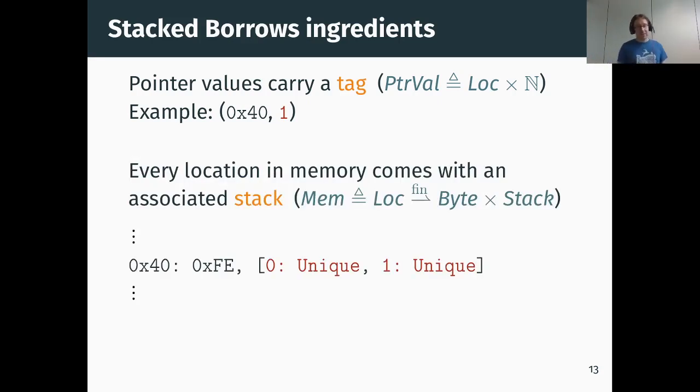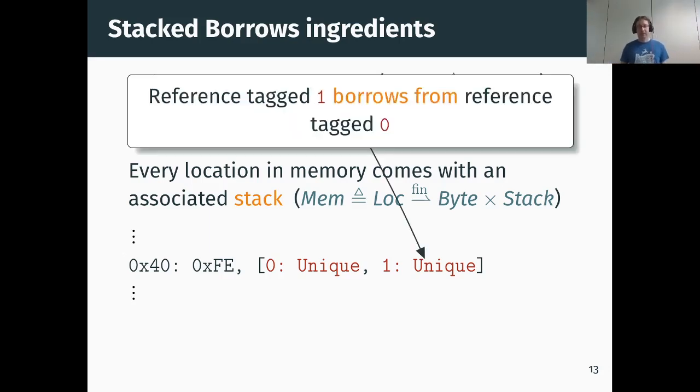And the second component is that for every location in memory, we don't just store the byte, the current value of that location. We also store a stack, which keeps track of which pointers with which tags are allowed to currently access that location. So this example stack here indicates that at address hex 40, the pointer with the root permission, the owner, has tag 0, and it's a unique pointer. For now we will only have unique pointers; we will see different examples of that later. And then on top of that, we have 1 in the stack, which indicates that the pointer tagged 1 was created by borrowing from the pointer tagged 0.